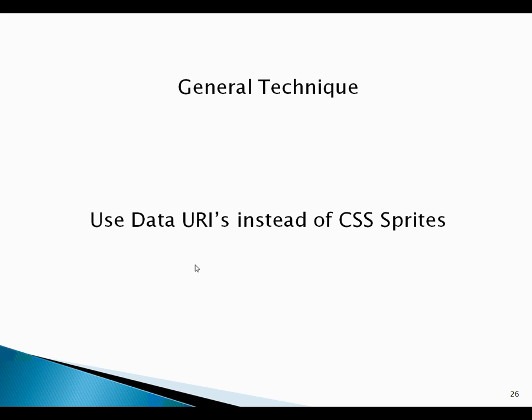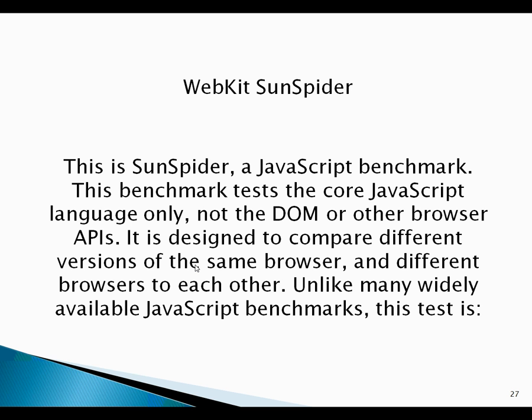Yes, there are two techniques that you can take a look at, which are data URIs and CSS sprites. Data URIs are much more performant in comparison with CSS sprites. So the current trend is to go with the data URIs. WebKit SunSpider is one way that you could compare the browser results on the various JavaScript executions.